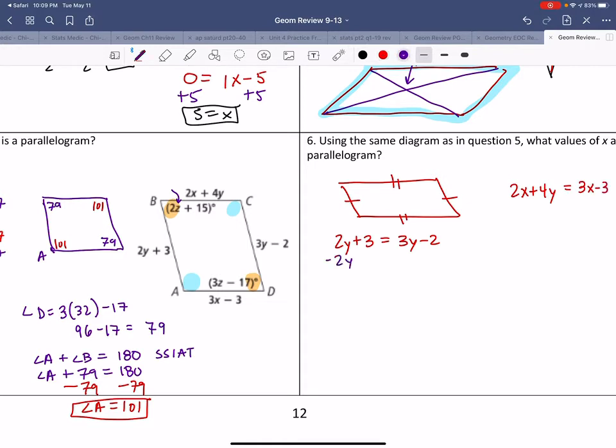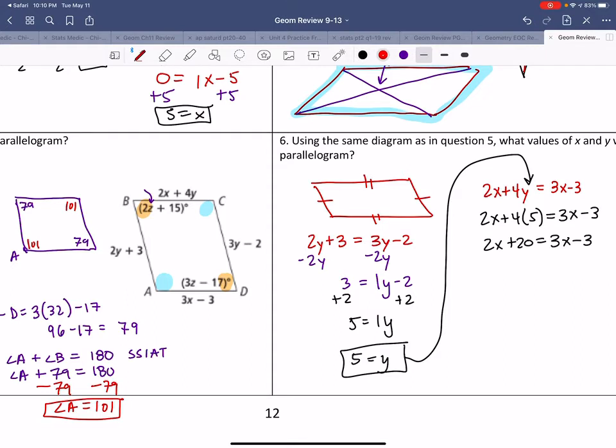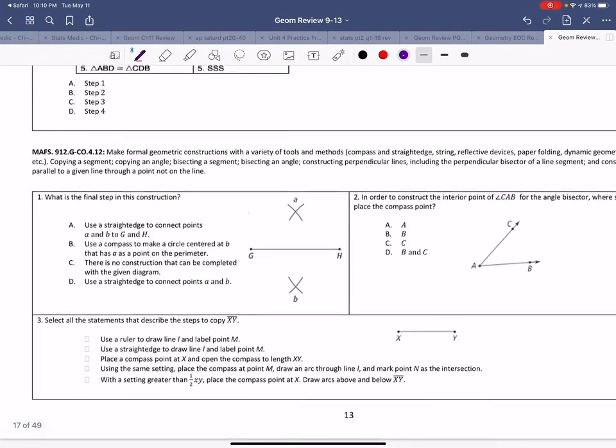All right, so let's solve. Copy stuff down. So let's add 2. We get 5. So that would just be y is 5. Let's look for what x would be. Now we know y is 5, so we have 2x plus 4 and y is 5, 3x minus 3. Okay, so we have plus 3, I get 23. Well done.